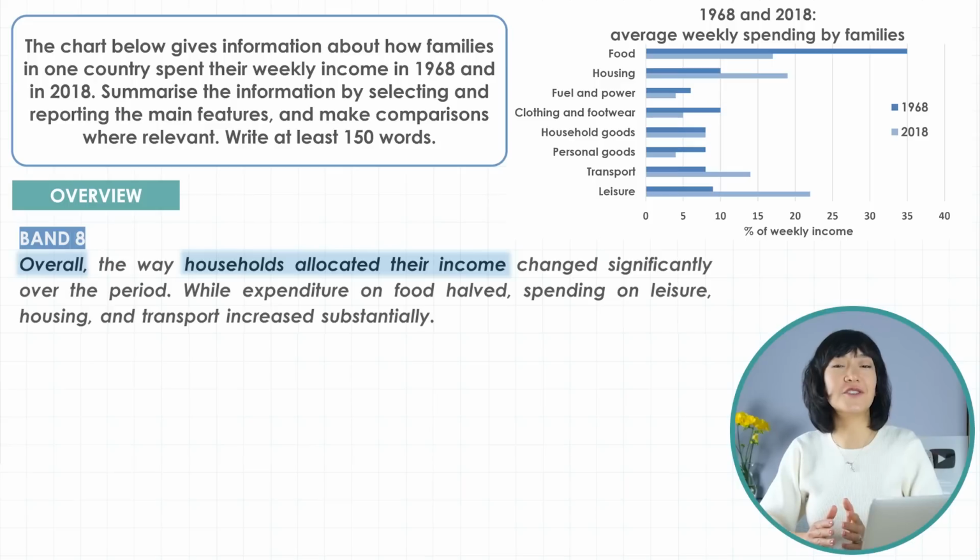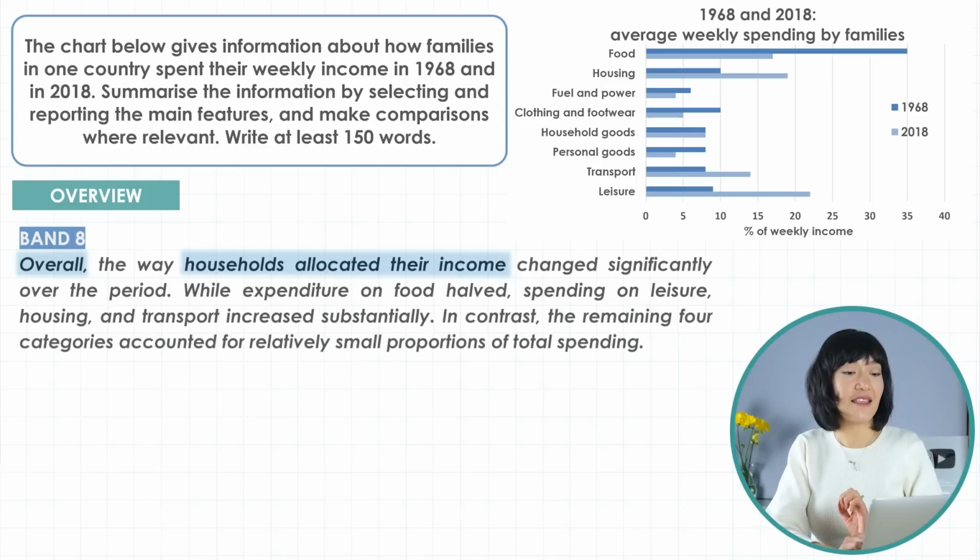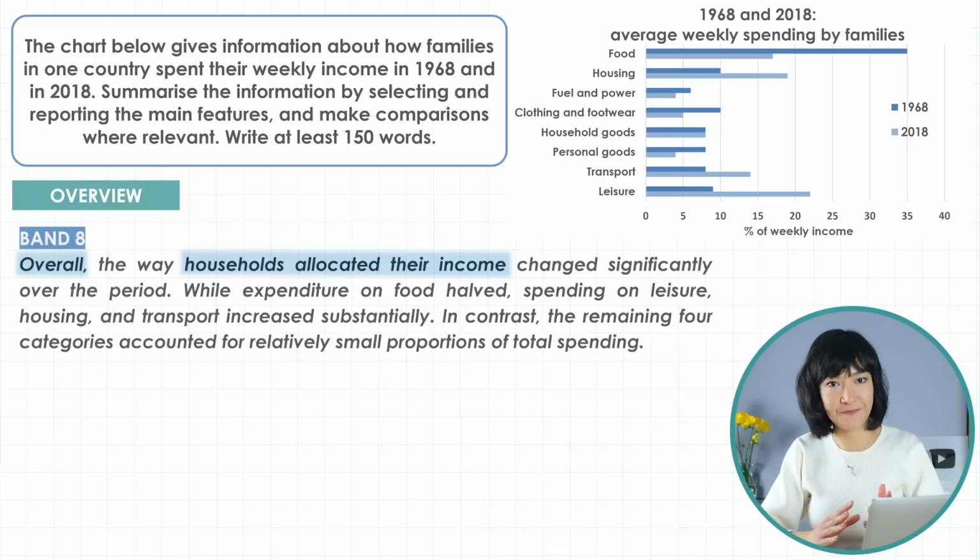I know that many students would just finish their overview here, but it's incomplete. We need one more sentence. In contrast, the remaining 4 categories accounted for relatively small proportions of total spending. So you need to touch on all the categories. In this overview, we have a complex sentence with while and a great linker, in contrast. Yet, the language is relatively simple, and I think this style of writing is best for most students.